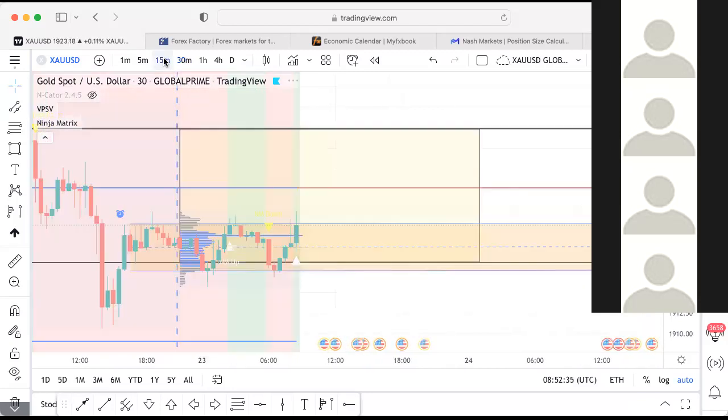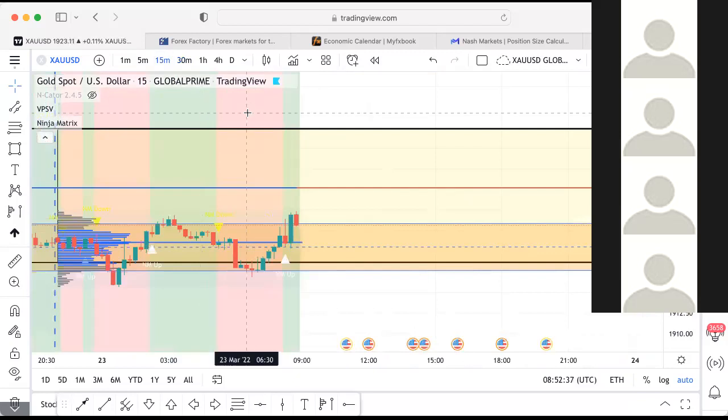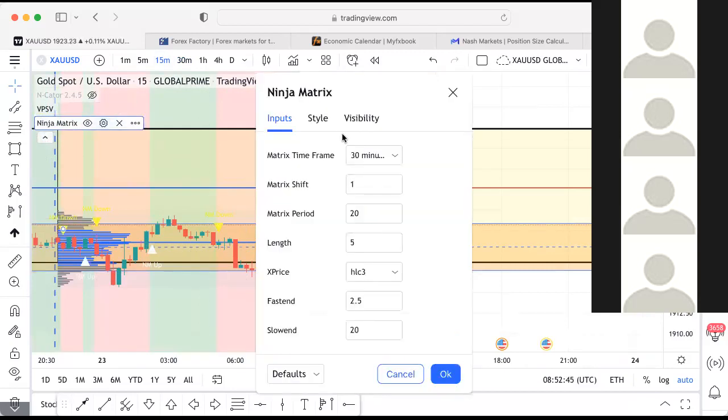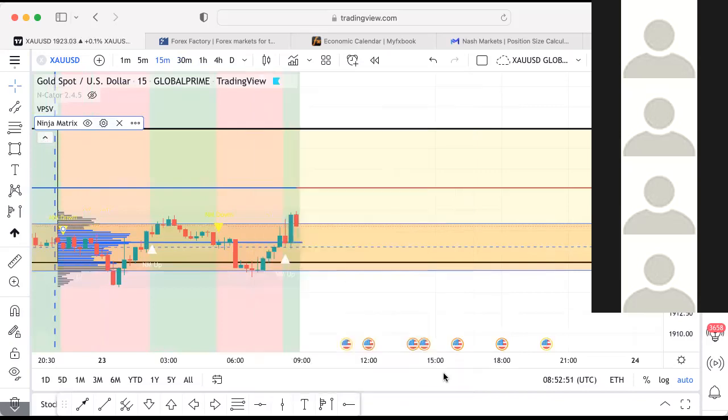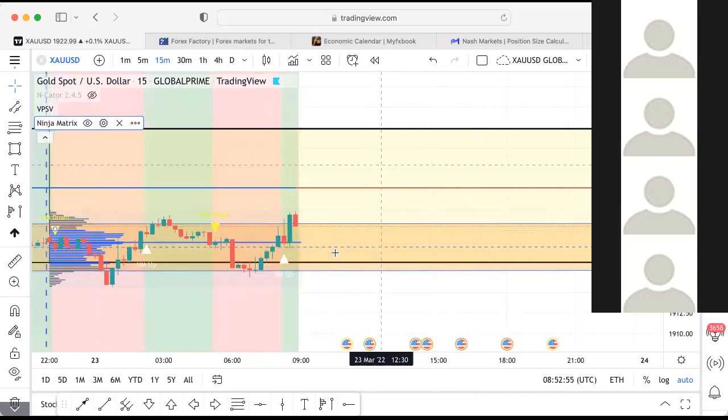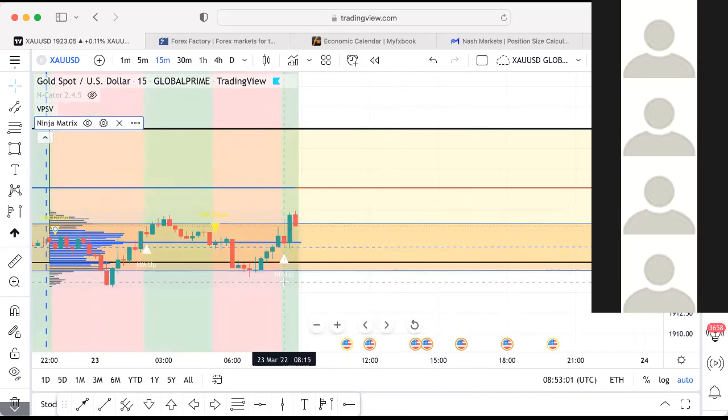Maybe better going back to the 15-minute. Yeah, okay. So 15-minute chart, I put on the Ninja Matrix. I just check that my settings are correct. And if I'm on the 15-minute chart, I need to be on the 1 hour setting there. And what I can see is that we've got a Ninja Matrix up, which is confirming. It's the first confirmation I look for.